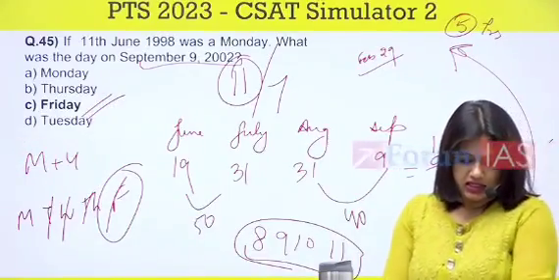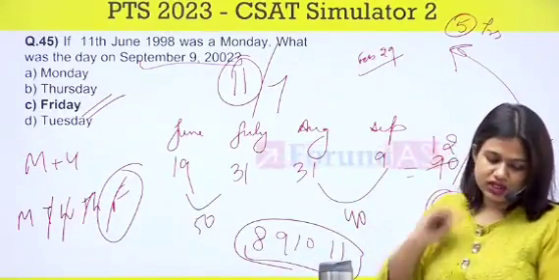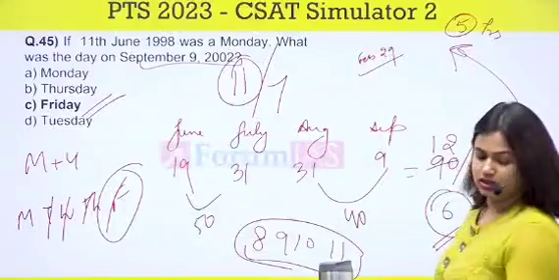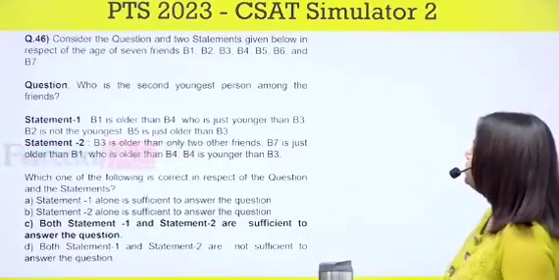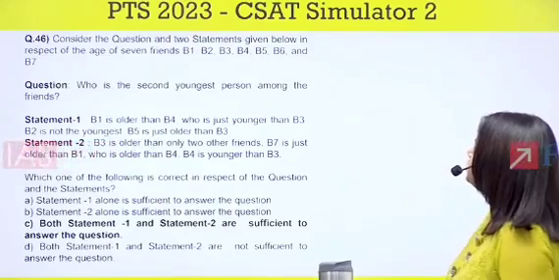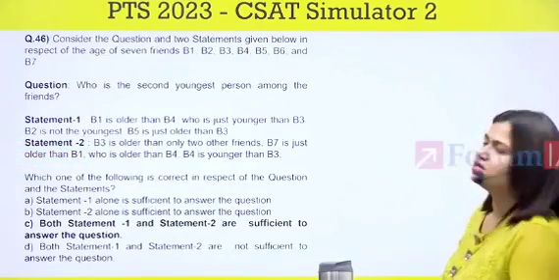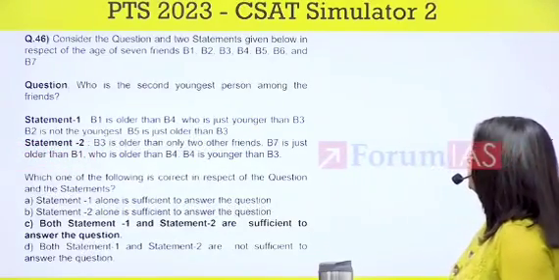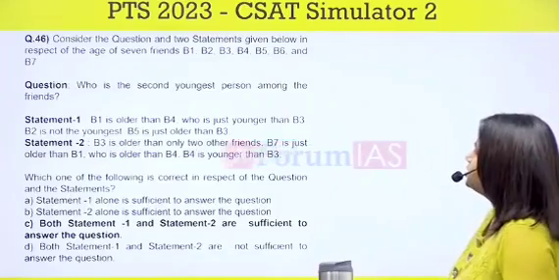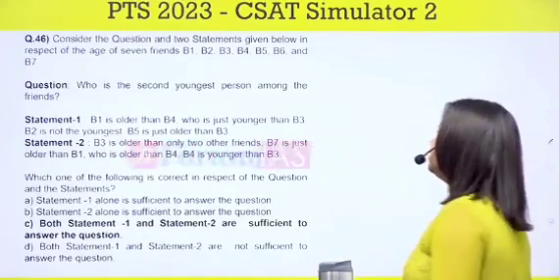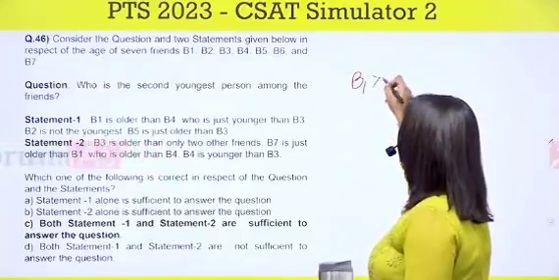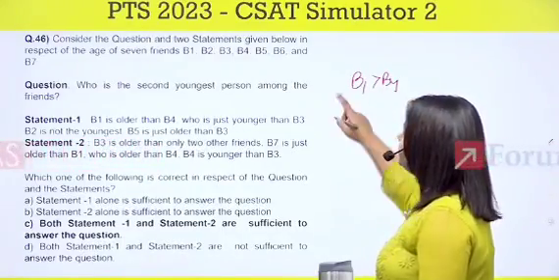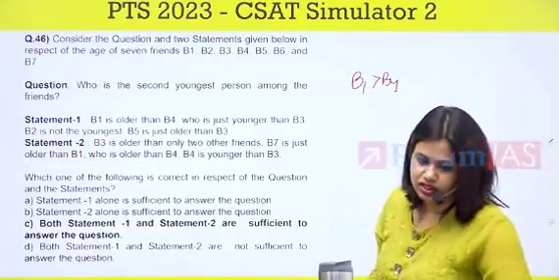Then next question we have to do is question 46. Consider the question and two statements given below in respect of the age of 7 friends, B1, B2, B3, B4, B5, B6 and B7. Who is the second youngest person among the friends? This is the question. Now, B1 is older than B4. B1 is greater than B4, but B4 is just younger than B3, right?